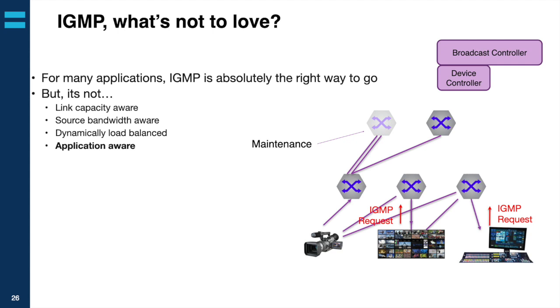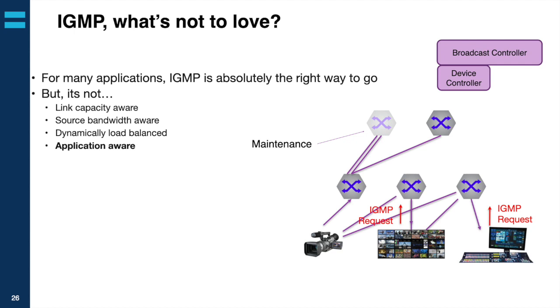You know, if it's that good, why would we not just use IGMP everywhere? So IGMP and PIM are not aware of a lot of stuff. They're not aware of the link capacity that you've got in your network. They don't know whether the uplinks are 10 gigs or 100 gigs. It's not aware of the size of the source flows. Is it a 1 gig camera? Is it a 10 gig camera? It doesn't know that. It doesn't know how to load balance dynamically across multiple bearers between switches or multiple uplinks between multiple spines. It doesn't know how to do that.